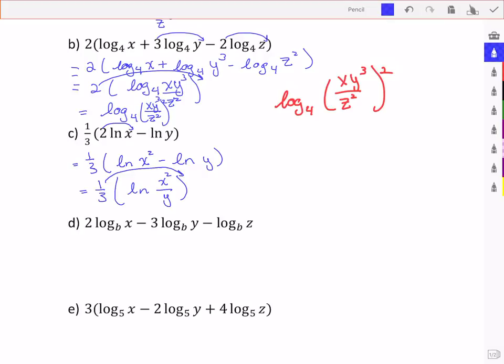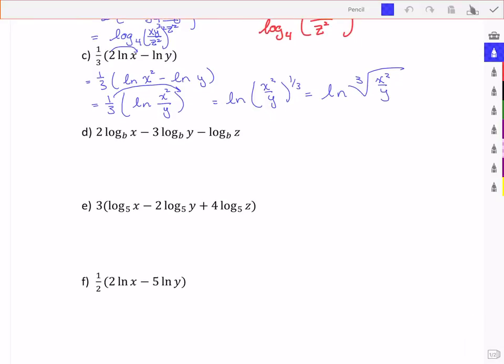Take that 1/3 and put it as the exponent. So we've got natural log of x squared over y to the 1/3, which is probably as far as you'll need to go on that, but they might require that you change it to the natural log of the cube root of x squared over y.